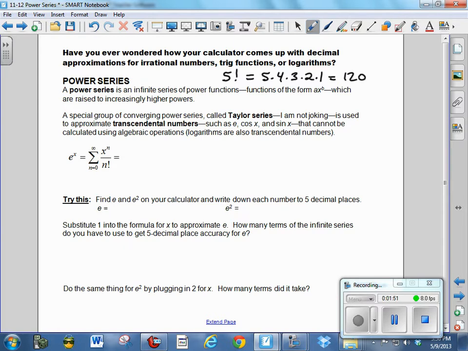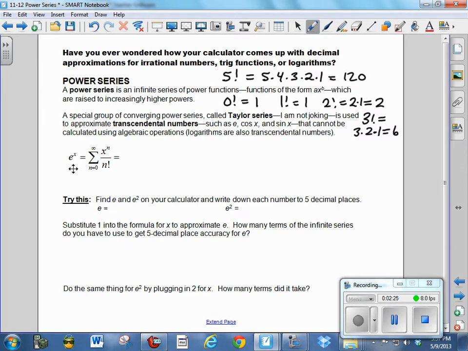Also, just to recall, 0 factorial is equal to 1, not 0. 1 factorial is also equal to 1. 2 factorial is equal to 2, because it's 2 times 1. 3 factorial is equal to 3 times 2 times 1, which is 6, etc. Okay, so that's what a factorial is. So when we see this, notice we have the sum, as n goes from 0 to infinity, of x to the n over n factorial, and that is equal to e to the x.